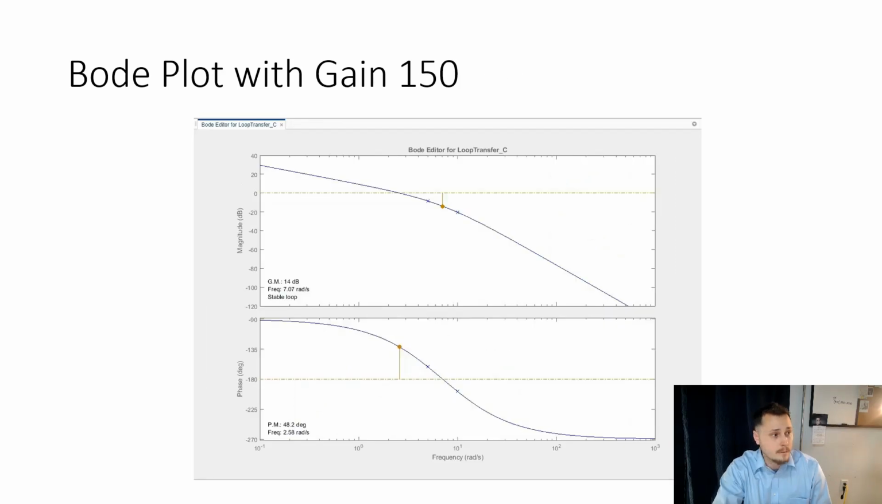Lastly, I plotted the Bode plot with the gain of 150. With this, we see we have a gain margin of 14 decibels and a phase margin of 48.2 degrees. With that 14 decibels from the magnitude plot, we can calculate K critical of the system as a value of 751. This means the system is stable up until that gain of 751. But as we saw earlier, a higher gain would increase the response time of the system, which would also not be ideal. But overall, that is my project.